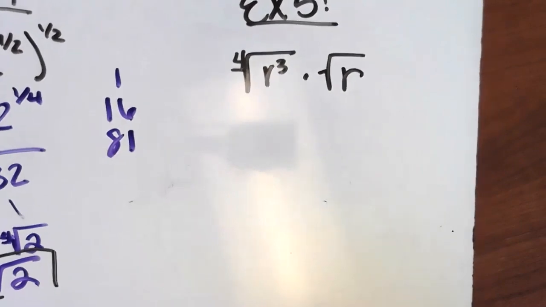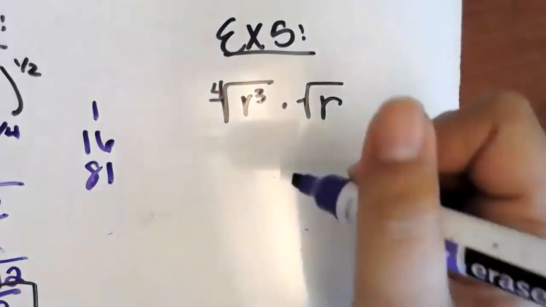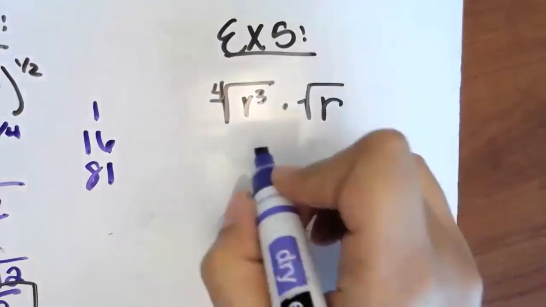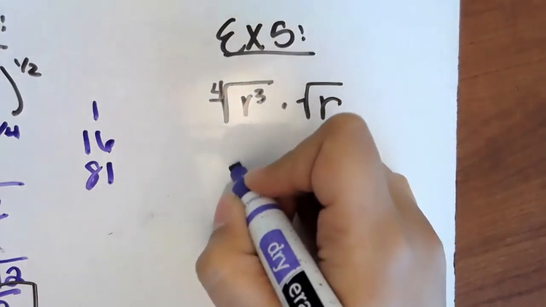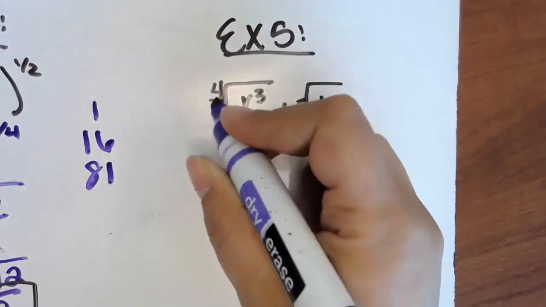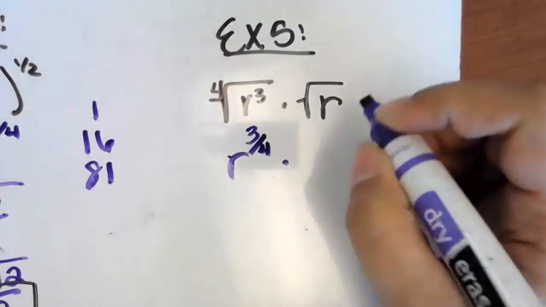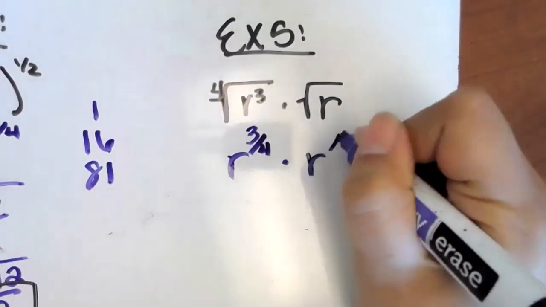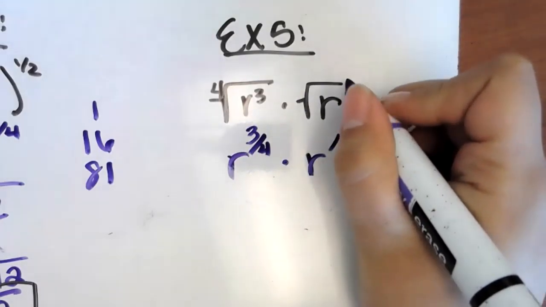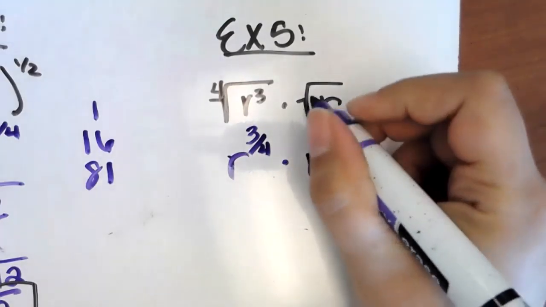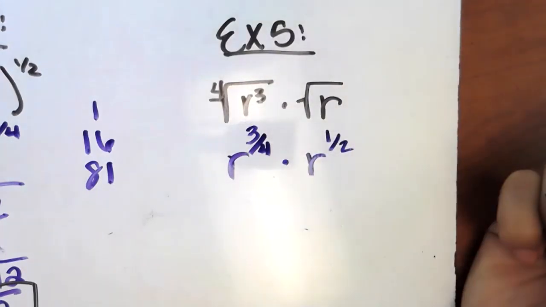Now then, let's look at example 5. So when we rewrite them, your radicand is now your base. Your index is your denominator. And if there's a power, that's your numerator. Times r. It has an exponent of 1, so the numerator is 1, and this is 2.